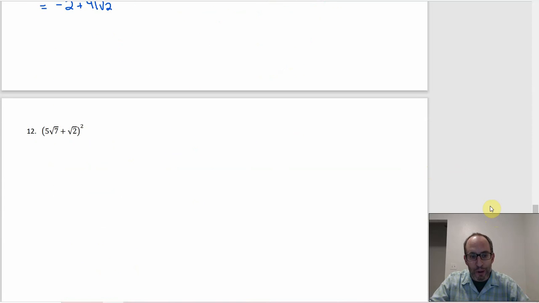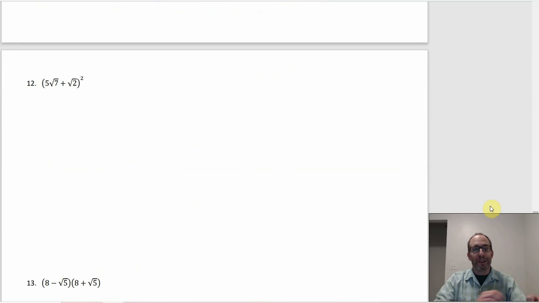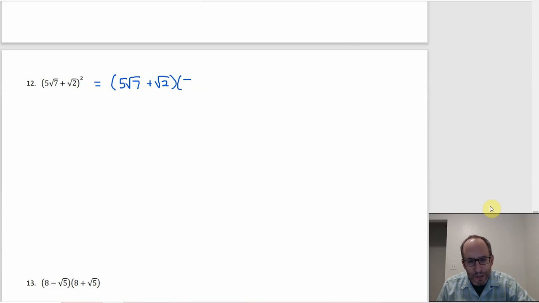So that means it will happen in number 12, because not only are we going to have 2 radical 7's, we're also going to have 2 radical 2's. So with number 12, if you write this out where instead of using the squaring notation, you just write it as multiplying, so 5 radical 7 plus radical 2 times another 5 radical 7 plus radical 2.